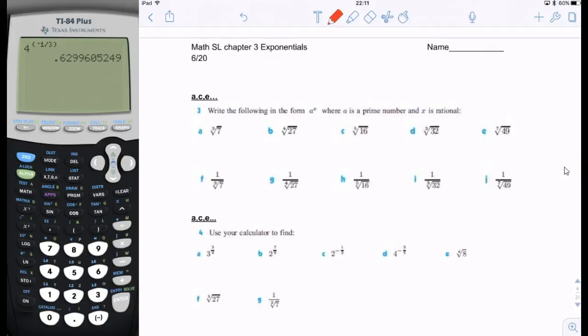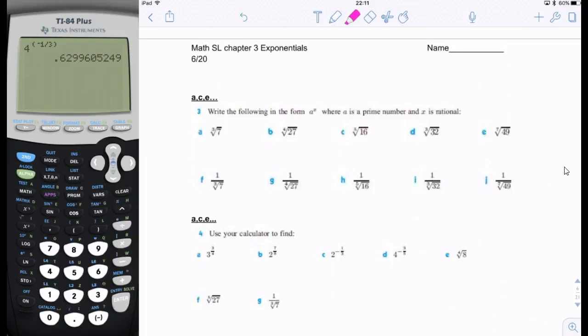Okay, here we are on page 6 of exponentials. We're just going to do the odd ones. I'm just marking these because usually I forget and I start doing them all.